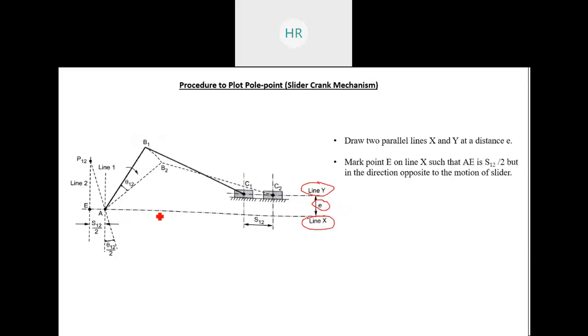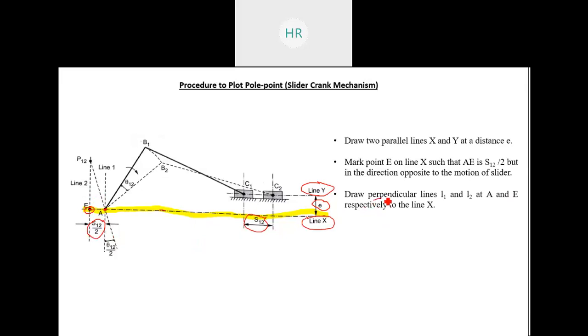Then on this line x, plot or locate point E on the x line such that AE is equal to S12 by 2. You have to locate this point E such that the distance between point A, that is the center of rotation, and point E is S12 by 2. S12 will be given to you, how much the slider is displacing. Okay, so you have to draw a line at a distance S12 by 2.